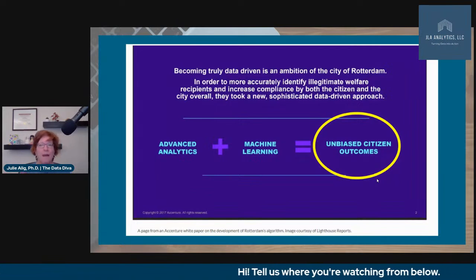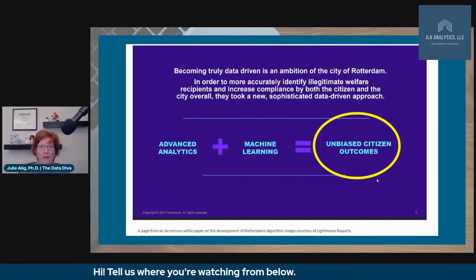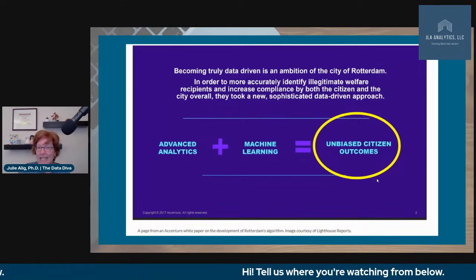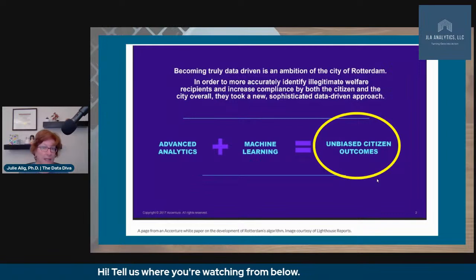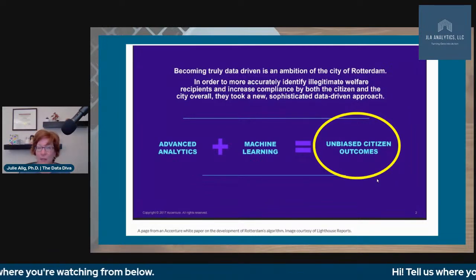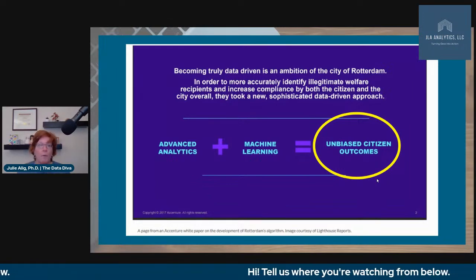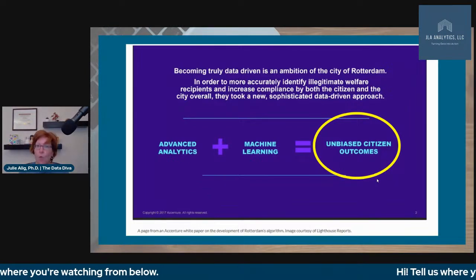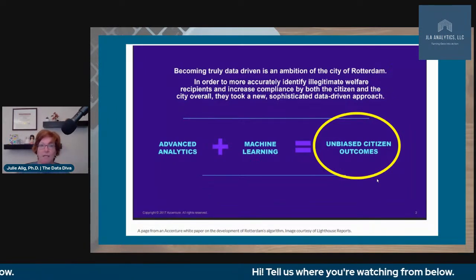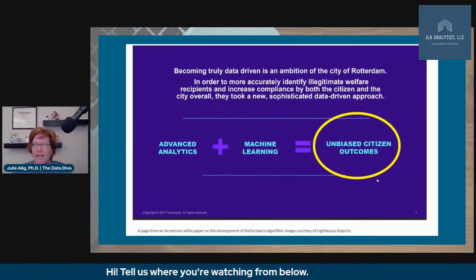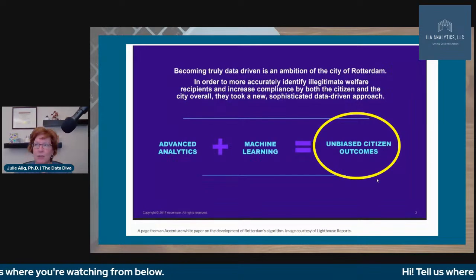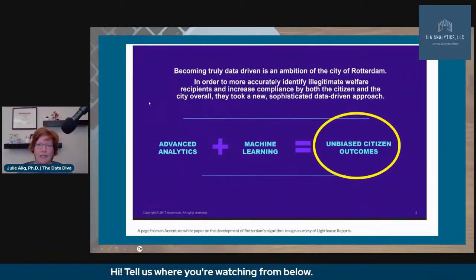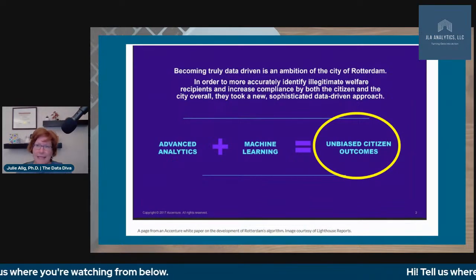And that's where the rant part of me just went off, because there's bias in everything. There just is. And there's bias in machine learning, and there's bias in advanced analytics. And as responsible users of those, our purpose is to make sure that we minimize it, right? That we ferret out where it possibly is, and we get rid of it to the largest extent that we possibly can. So to say that they're going to be able to create something that gives you unbiased citizen outcomes, that right there, I was like, yeah, no, it's just not possible.